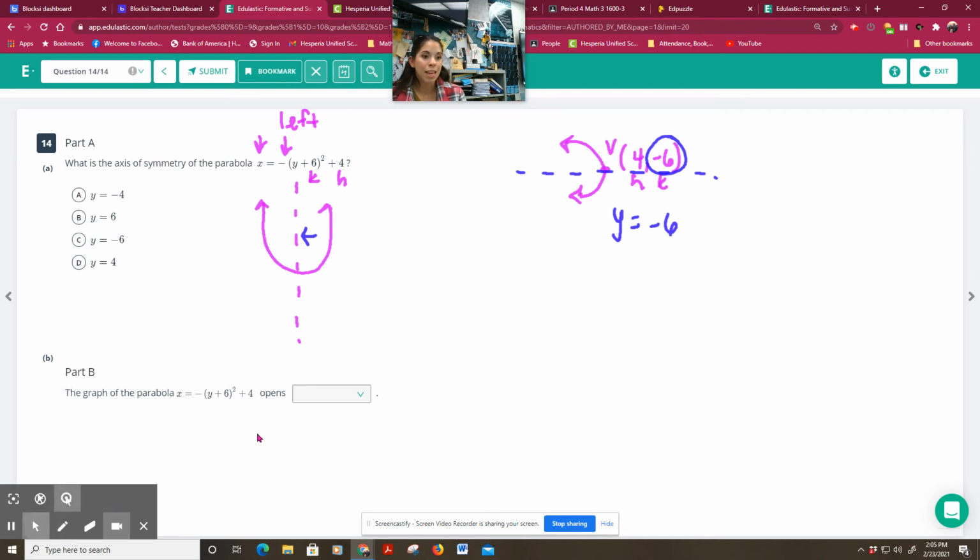Which is C. The graph of the parabola, now this is the same one, you kind of need to know which way it's opening in order to answer part A, but you definitely need to make sure that you answer correctly in part B. It's opening to the left because of that negative out front and because it says x equals, opening left. And that is everything.